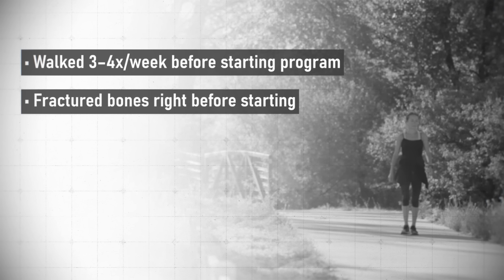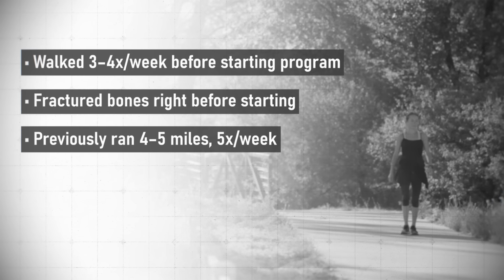Now, before starting the program, she had started doing a walking routine. She was walking 3 to 4 times a week, but she had actually had a fracture right before this. So that really changed the way that she exercised. Before that fracture, though, she was actually much more aggressive with running. So she was actually a runner. She would run 4 to 5 miles, 5 days a week. That's a lot of running. And we know that running is associated with bone loss in a lot of people. So this may have been part of her cause, right?